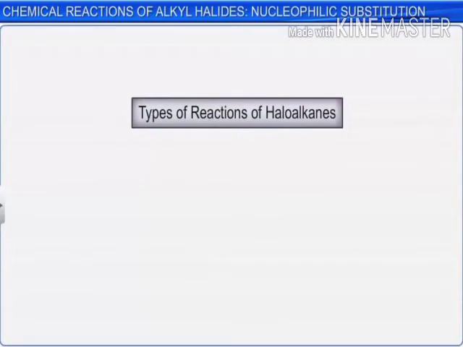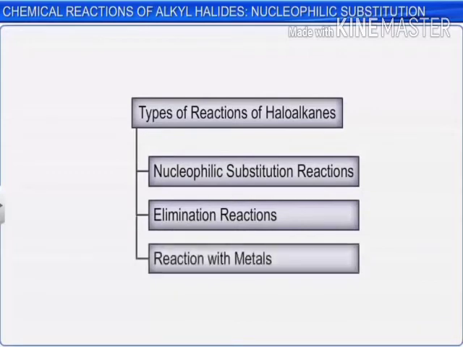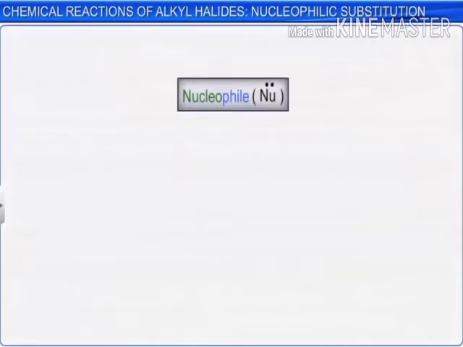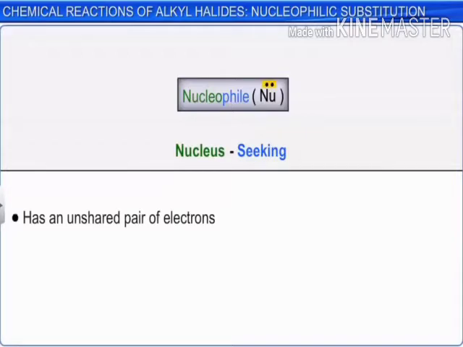Haloalkanes undergo 3 types of reactions. They are nucleophilic substitution reactions, elimination reactions, and reaction with metals. Before you learn about the nucleophilic substitution reactions, get to know what a nucleophile is. The word nucleophile means nucleus seeking. Essentially, a nucleophile has an unshared pair of electrons, and it can use these electrons to make a covalent bond. Nucleophiles can be thought of as Lewis bases or electron pair donors.